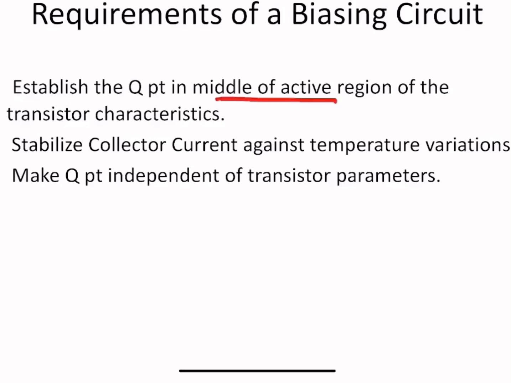Second is to stabilize collector current against temperature variations. If temperature varies, collector current should not vary. It should remain constant. There should be no effect of temperature variations on the value of collector current. Last is that the operating point should not depend on the transistor parameters. We have to design a biasing circuit in such a way that the operating point is independent of transistor parameters.